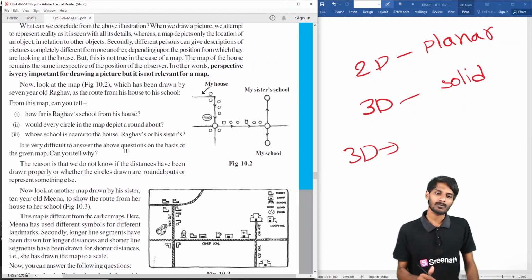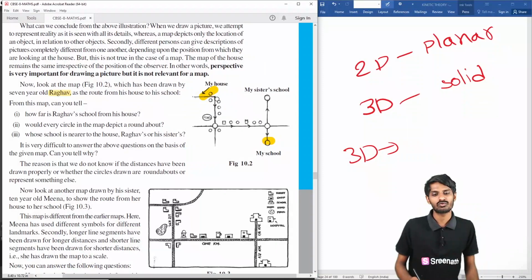Okay, look at this map, which was drawn by 7-year-old Raghav as a route map from his house to the school. So it is his house. He walked along like this, he crossed and he goes like this, and it is his sister's house and it is his house. So how far is Raghav's school from his house? Can you know what is the distance between his house and the school?